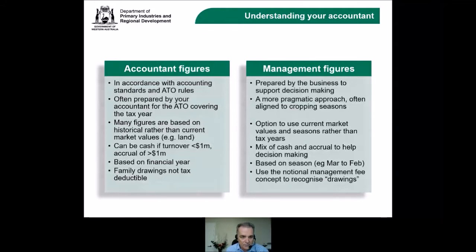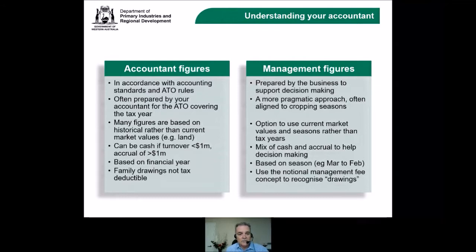Some figures might be prepared on a cash basis with no adjustments for things like debtors and creditors and tradable assets that we talked about in webinar 1. Some might be prepared on an accrual basis that do include those sort of adjustments. So a good question to ask your accountant is, on what basis are these figures being prepared?